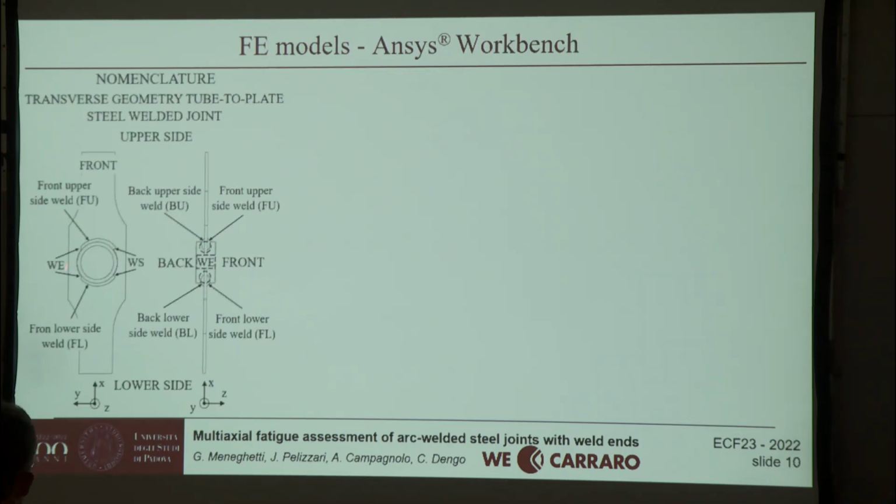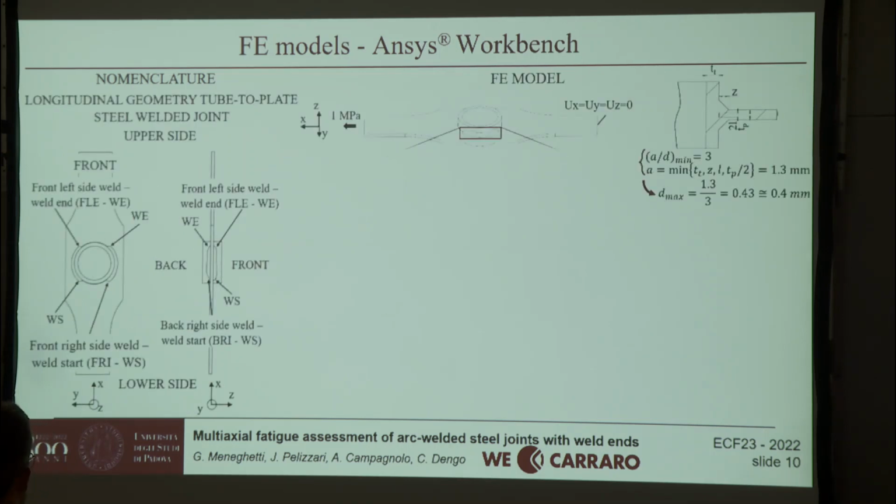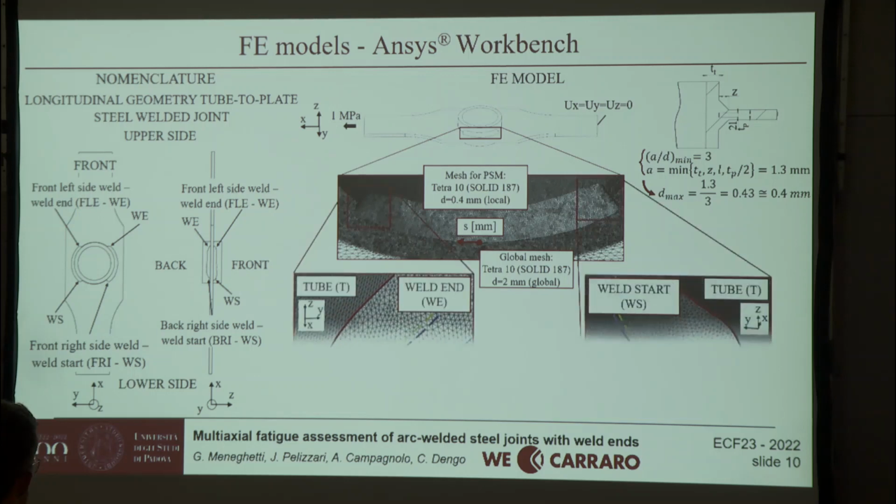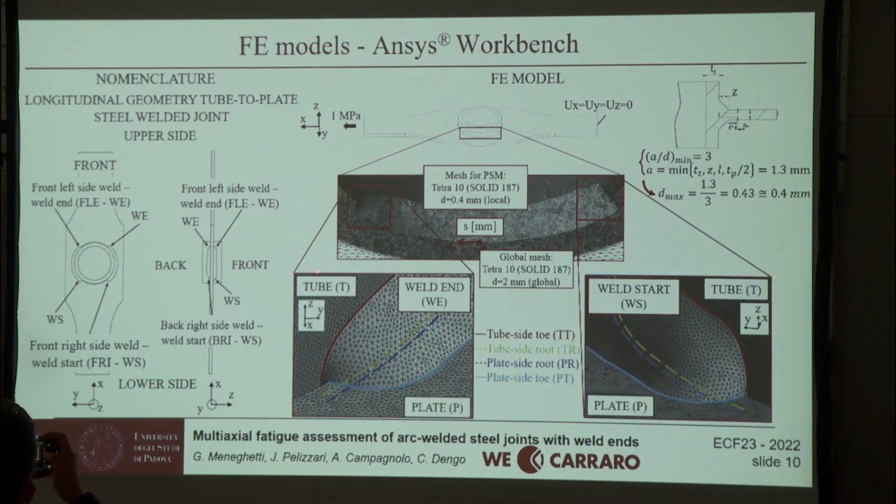On the left side, you have the nomenclature that we have used to identify the 4 welds that we have introduced in the FE models. And here is the detail of the mesh of tetra 10 elements of ANSYS Workbench with an average element size of 0.4 millimeter to comply with the requirements to apply the peak stress method. Far away from the welds, we have used a mesh with an average element size equal to 2 millimeters.